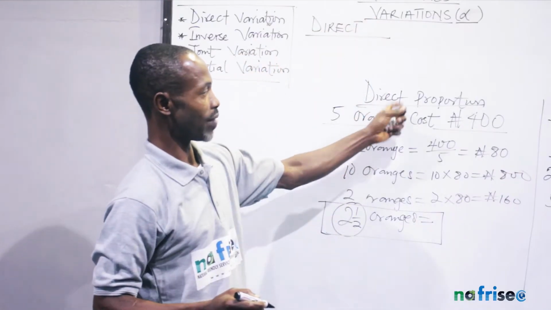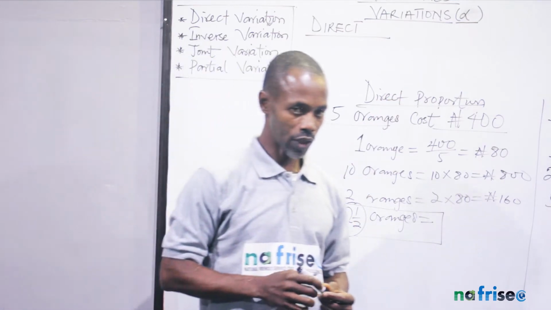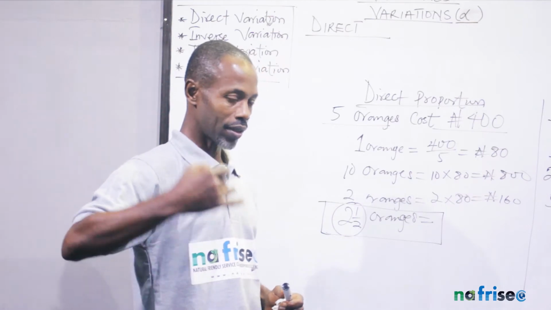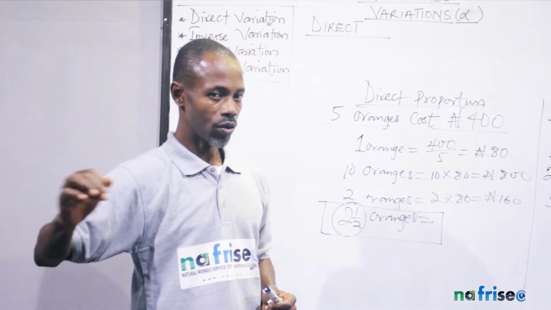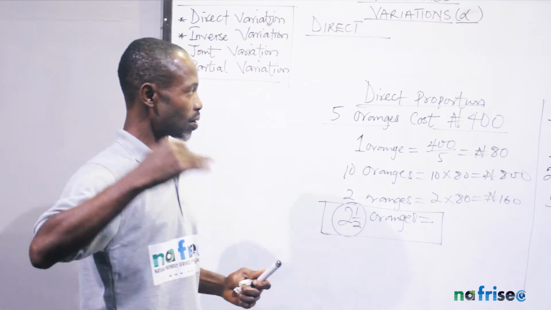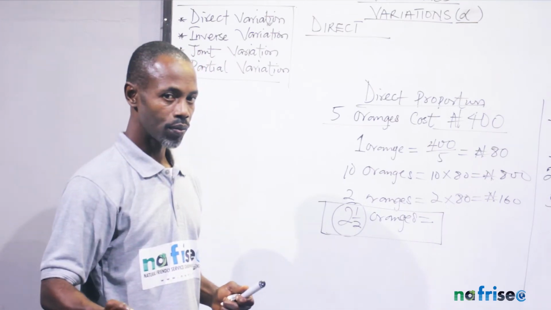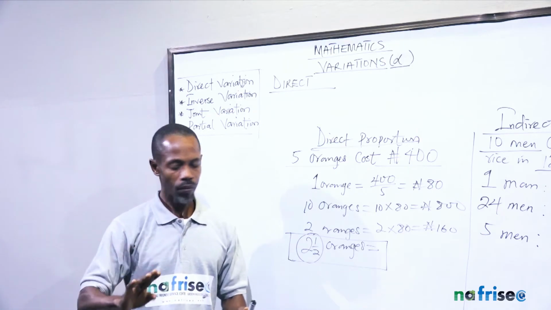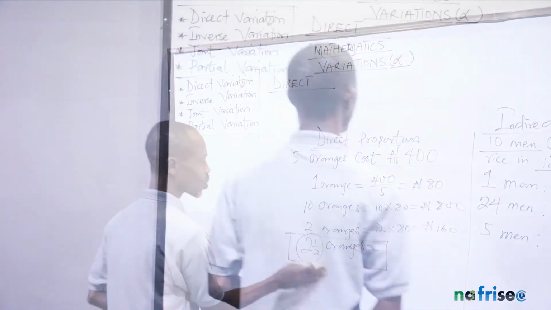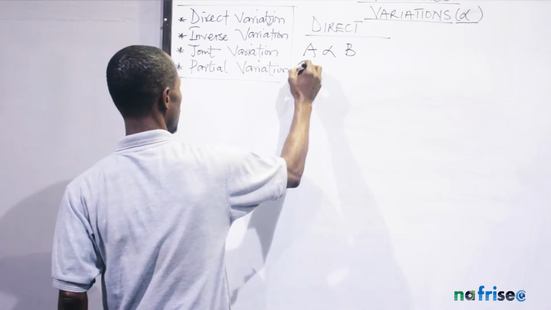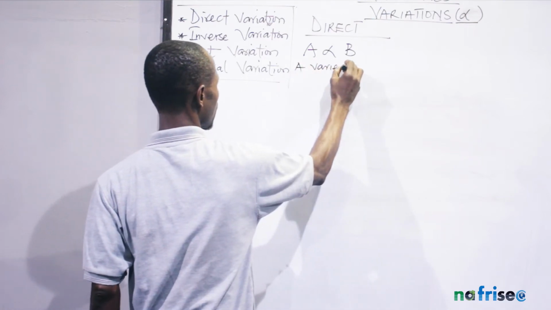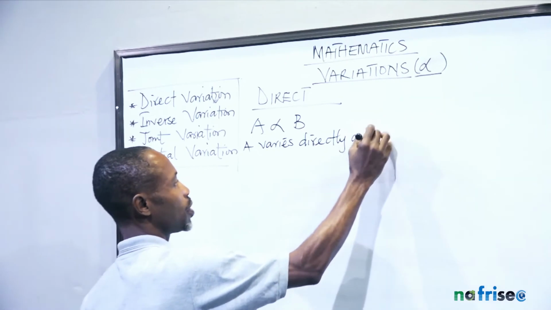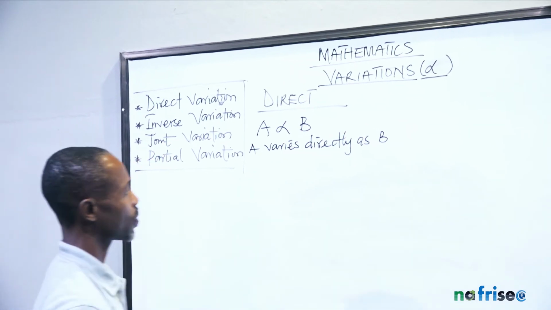Now, direct variation is the same as direct proportion. In some JAMB questions, instead of using "x varies directly as", they could use "x is directly proportional to". They could use those two phrases interchangeably, so be aware of it. Now, let me remove this one. A varies directly as B. This means A varies directly as B. That's what this symbol stands for.